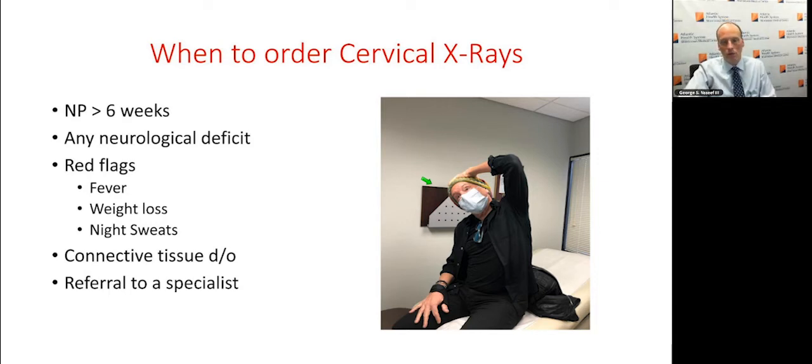an X-ray. If they have any neurologic deficit, they're getting an X-ray. Red flags, fevers, weight loss, night sweats, bowel bladder dysfunction, they're getting an X-ray. Any underlying connective tissue disorder, rheumatoid arthritis, Ehlers-Danlos syndrome, they're getting an X-ray. If you're considering referring a patient to a specialist, get an AP lateral flexion extension view of the cervical spine.